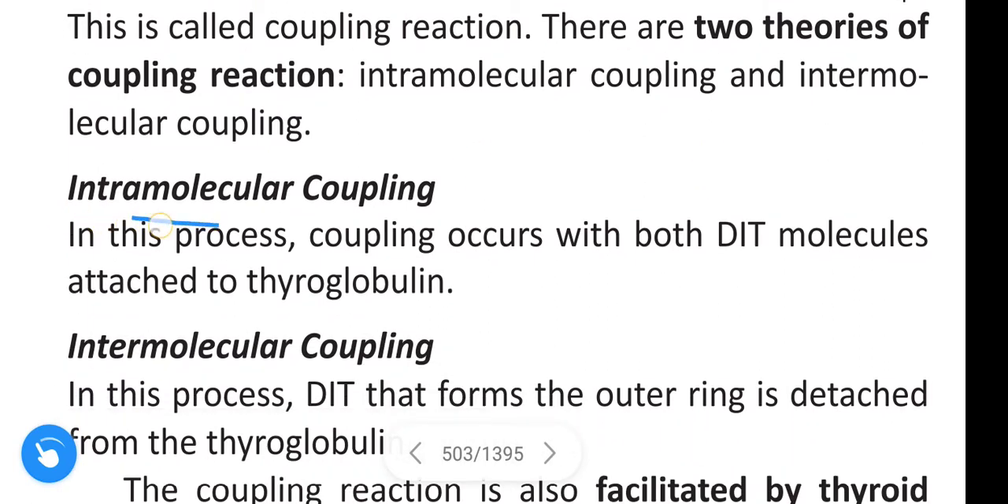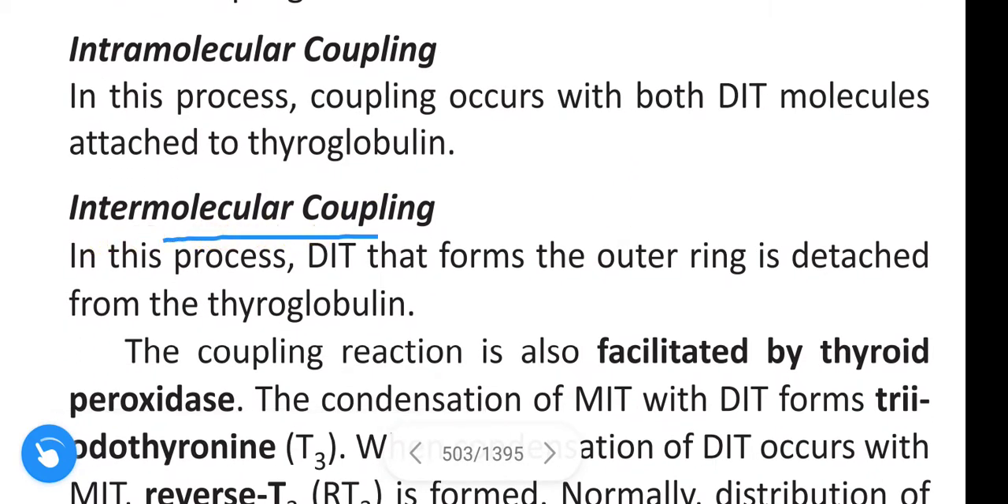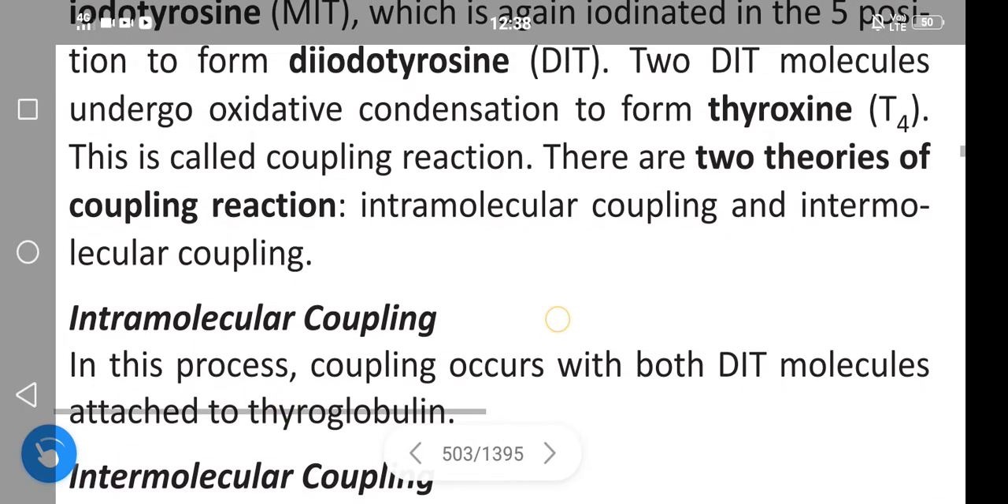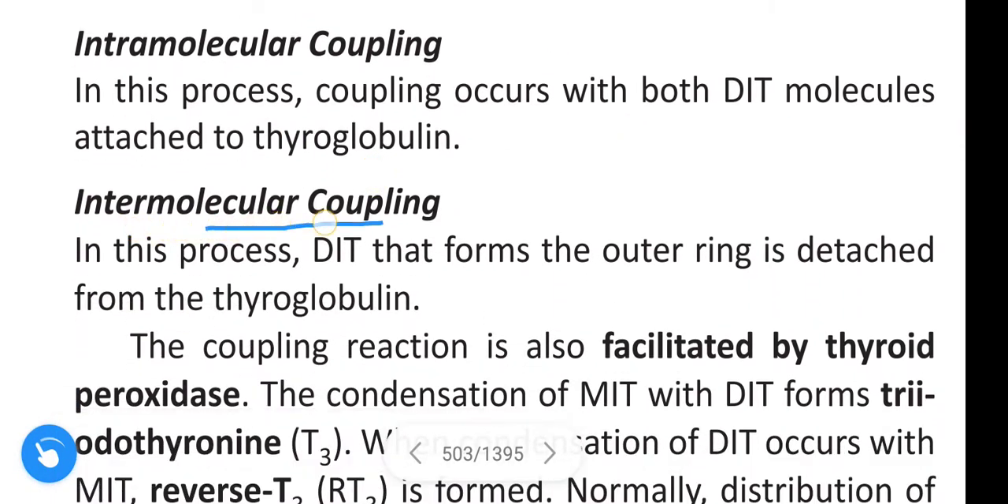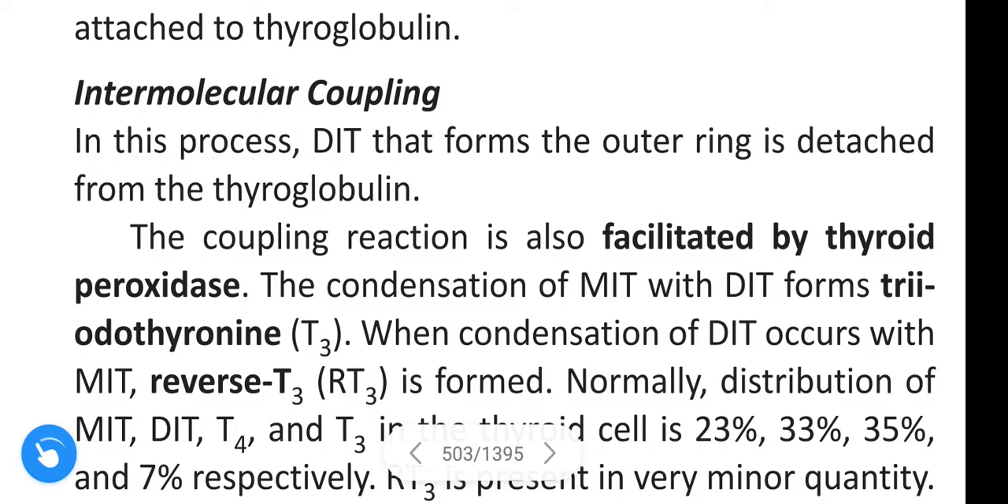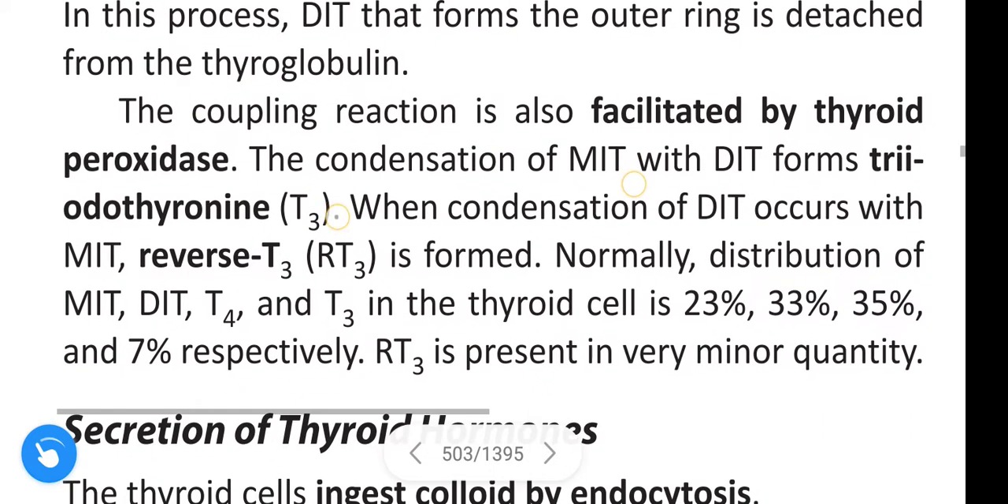First, intramolecular coupling. In this process, coupling occurs with two diiodotyrosine molecules attached to the thyroglobulin. Intermolecular coupling. In this process, the diiodotyrosine that forms the outer ring is detached from the thyroglobulin. The coupling reaction is facilitated by thyroid peroxidase.